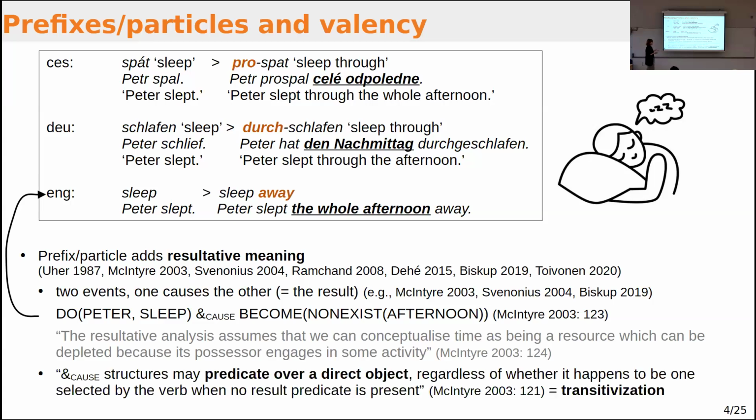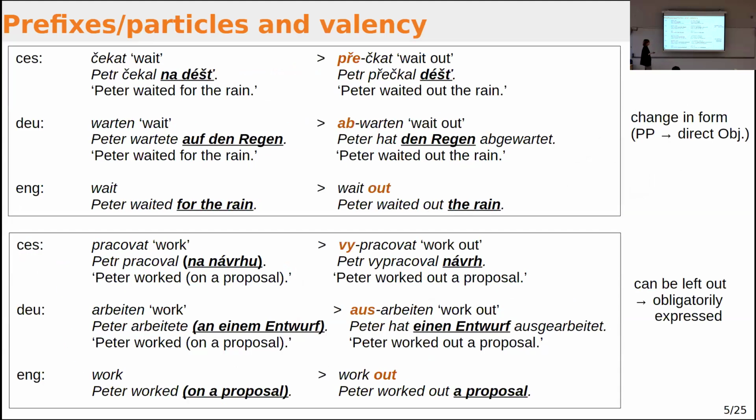So in other words, these structures may predicate over a direct object, regardless of whether it happens to be the one selected by the verb where no result predicate is present, or put in another way, even though the base word doesn't require that argument and is intransitive. So it often leads to transitivization.